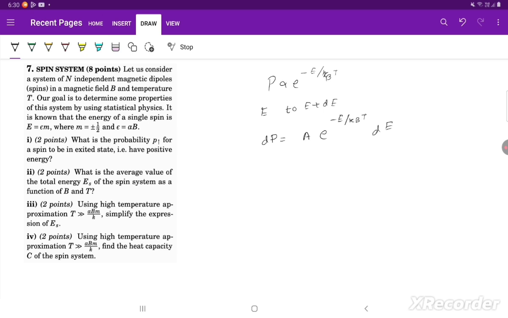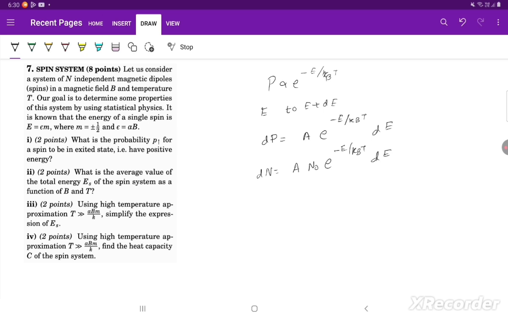Now, what will be the number of particles possessing it? So dN would be A times N naught, where N naught is the total number of particles, times e to the minus E by kBT dE. So this will give the number of particles. The above expression is basically the fraction of particles among the bulk.